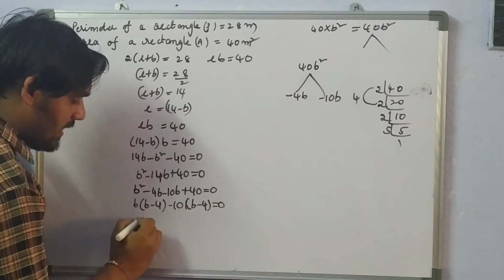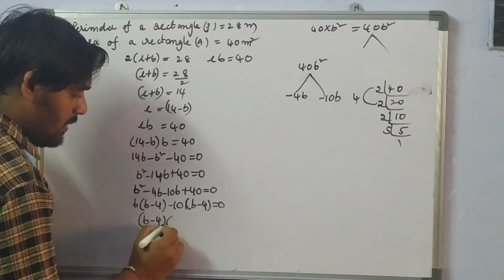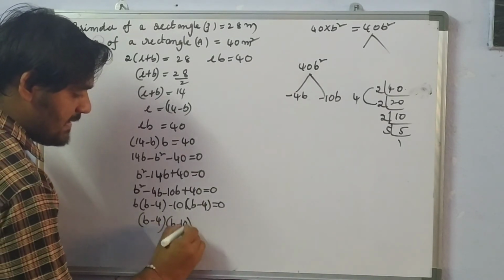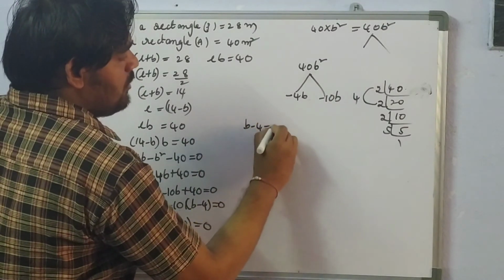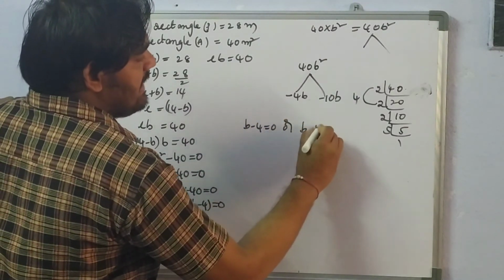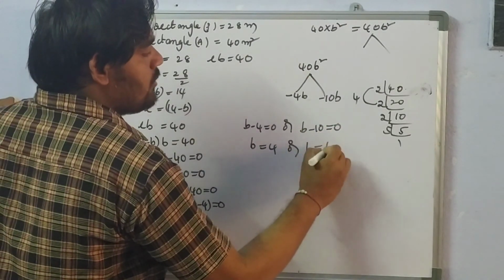From this, what we can take common? B minus 4 is common. If we take B minus 4 is common, B minus 4 into B minus 10 is equal to 0. So here, B minus 4 is equal to 0 or B minus 10 is equal to 0. So B is equal to 4 or B is equal to 10.